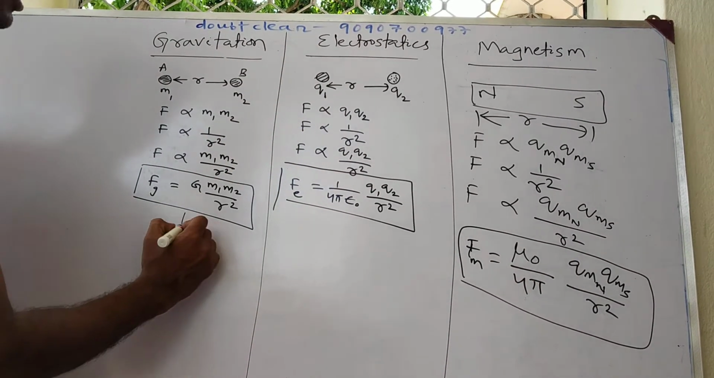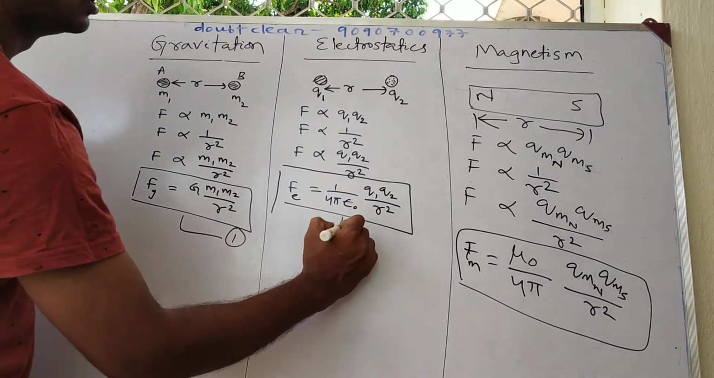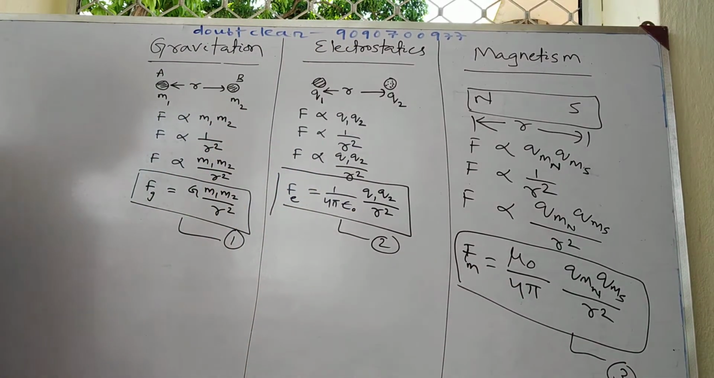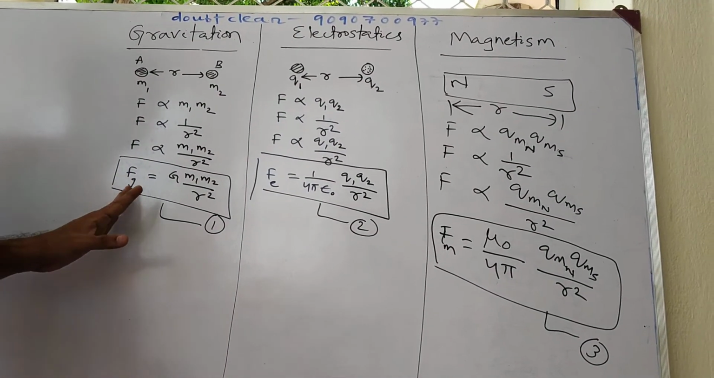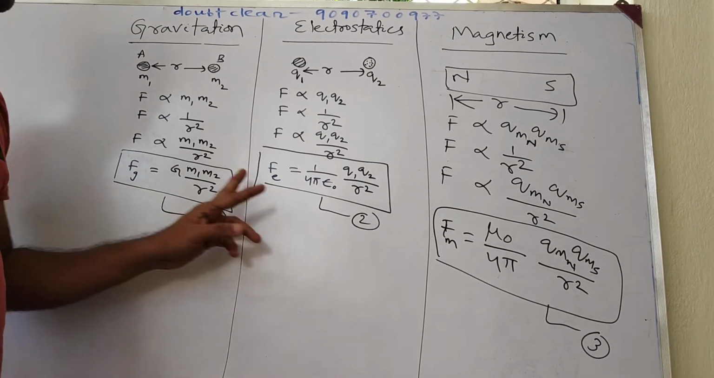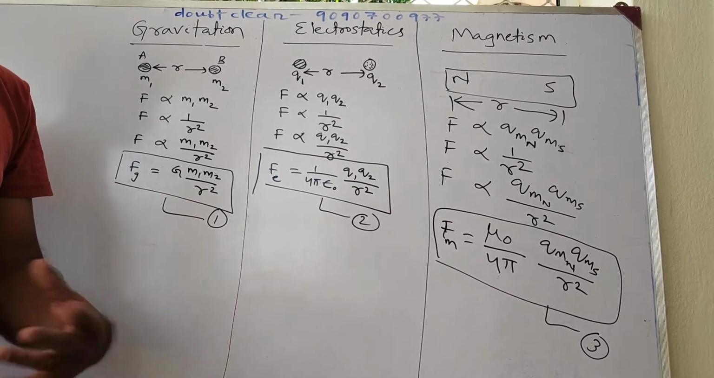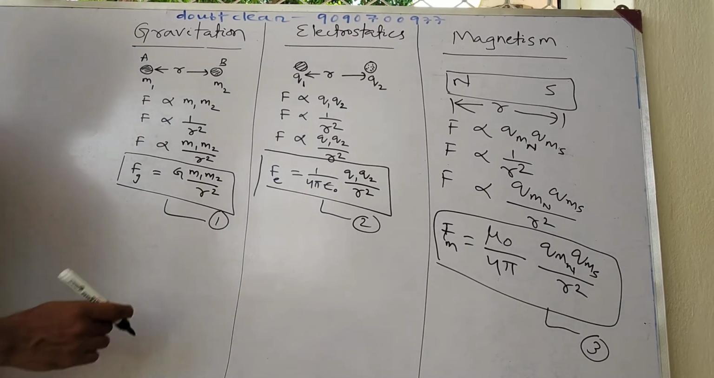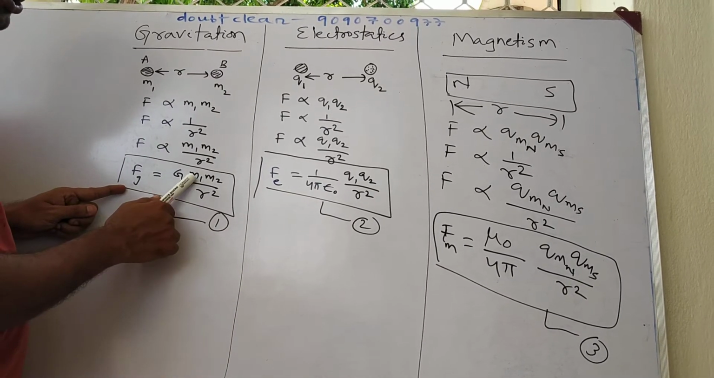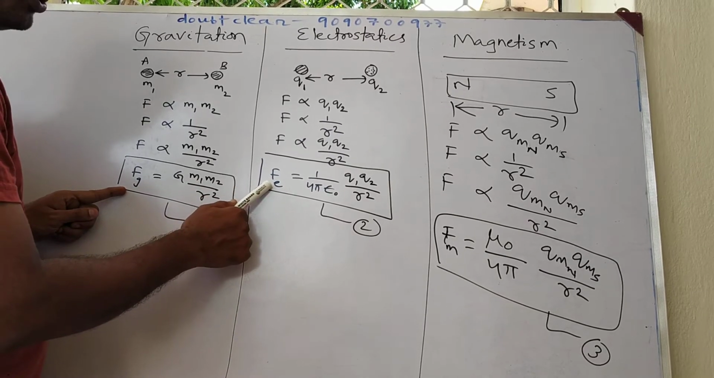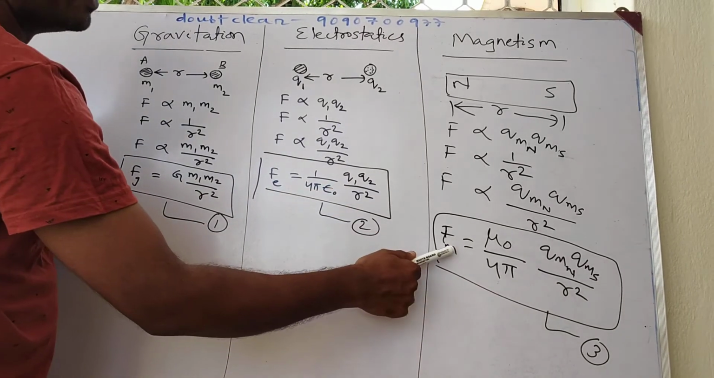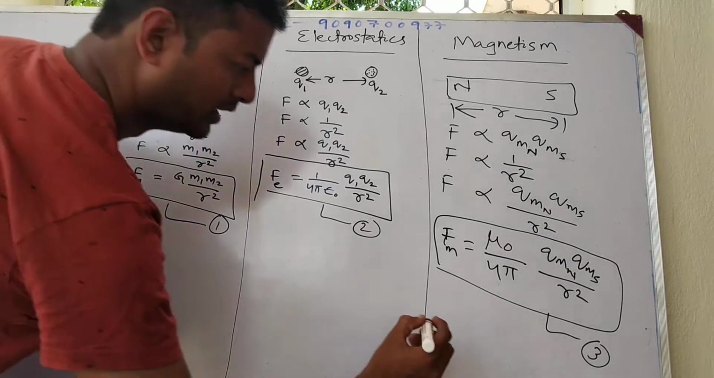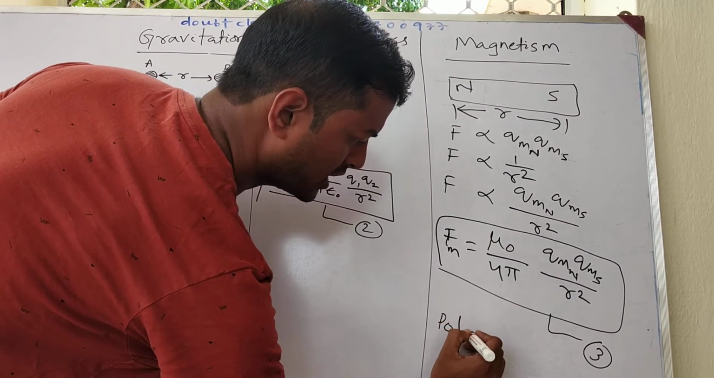From these three equations, equation 1, equation 2 and equation 3, it is clear that the unit of all the forces is the same, that is Newton in the SI system and dyne in the CGS system. The only difference is that gravitational force depends on mass, electrostatic force depends on charge, and magnetic force depends on pole strength. So now I am going to discuss pole strength.